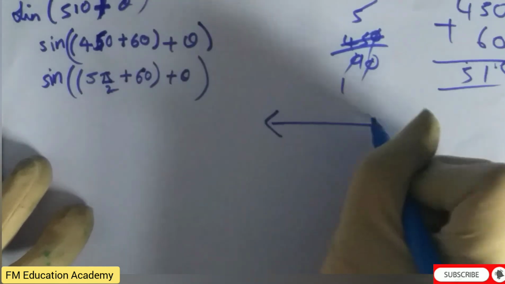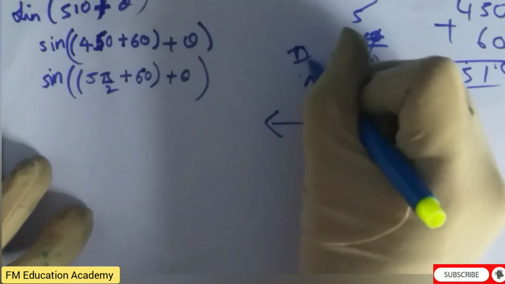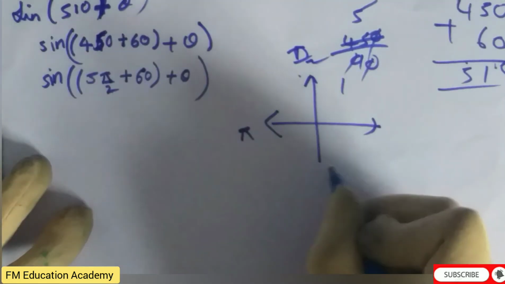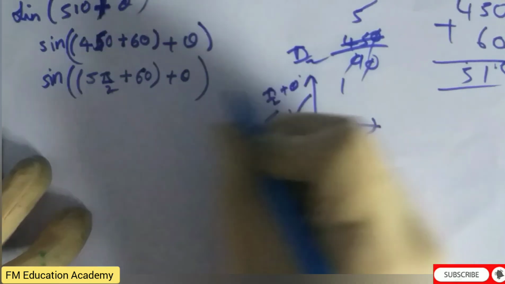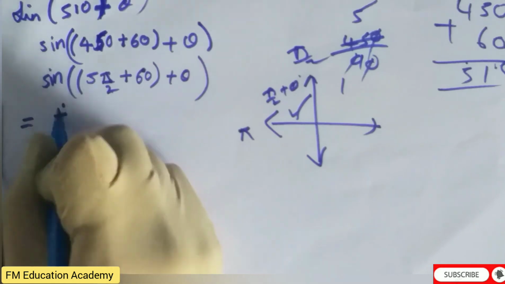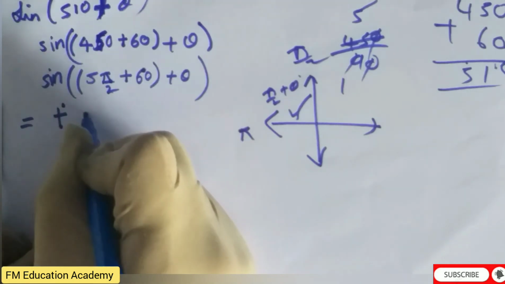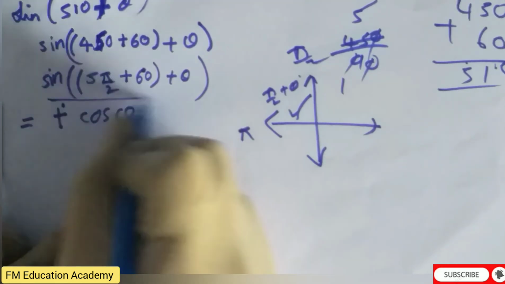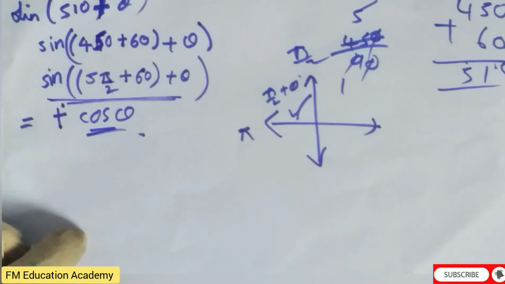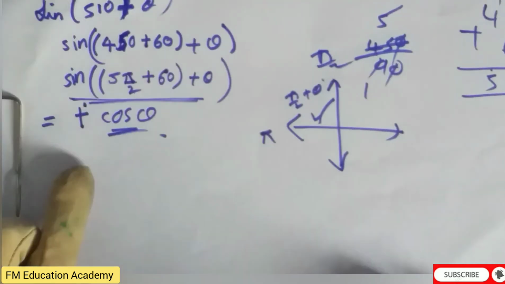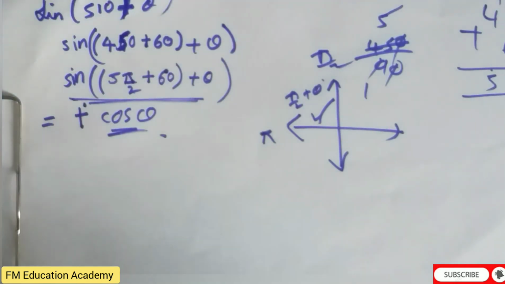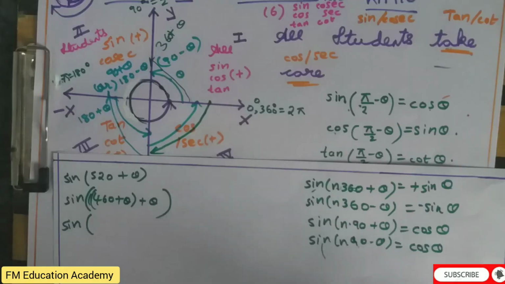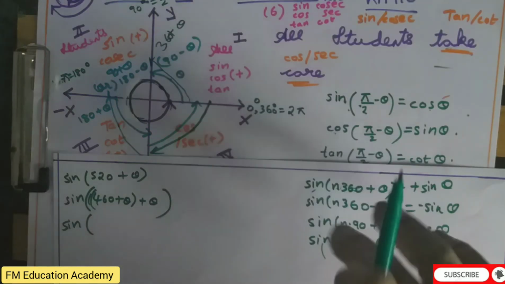90 plus theta, we know it is in the second quadrant, between pi by 2 and 180, right? In the second quadrant, we know sine is positive, so the answer will be positive only. And 90 plus theta means it will change to cos. So what is the answer for sine of 5 pi by 2 plus 60 plus theta? Cos theta. So the final answer is cos theta. Like this we have to do. We'll do this in exercise sums. Don't get confused when n is coming.